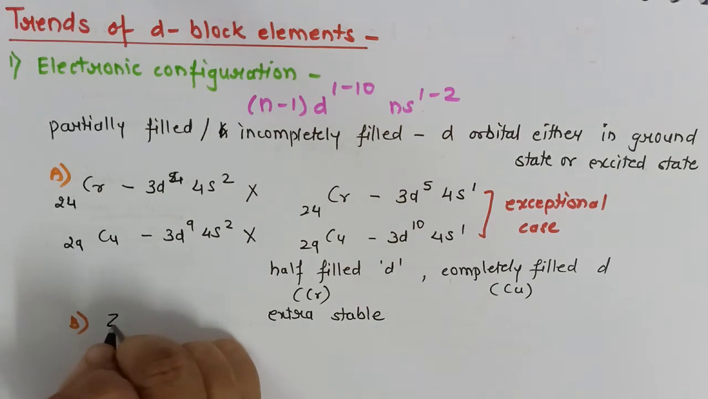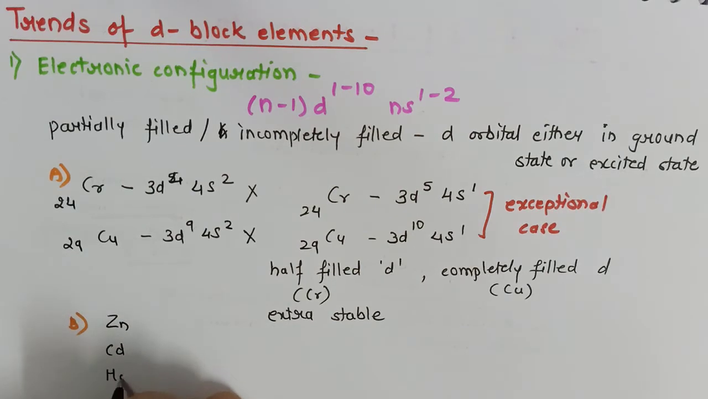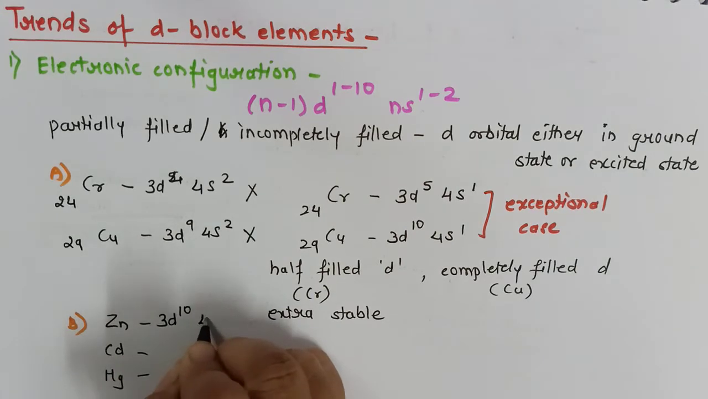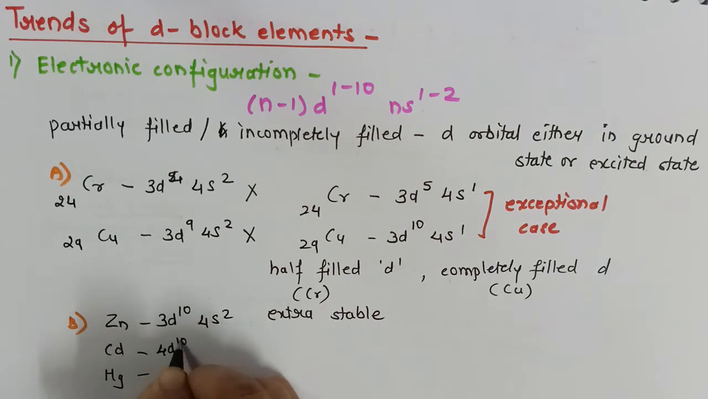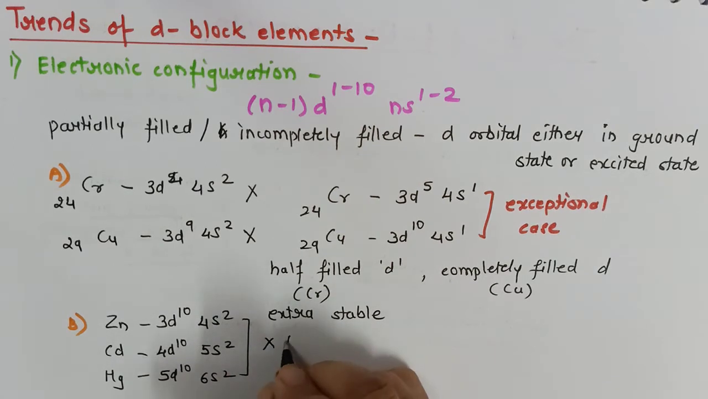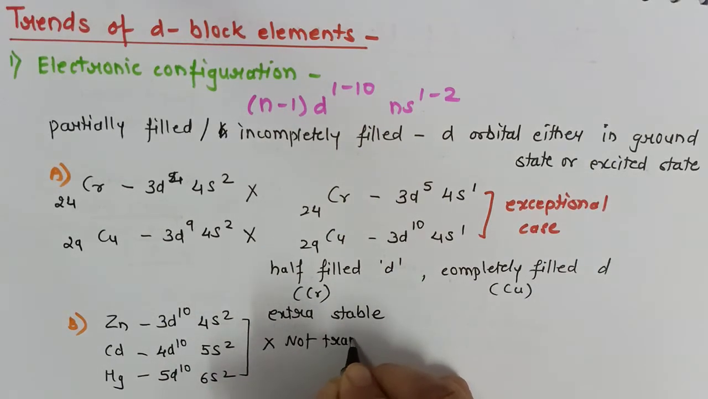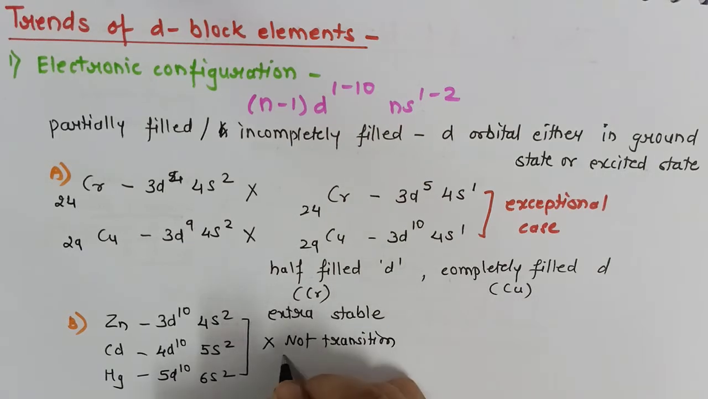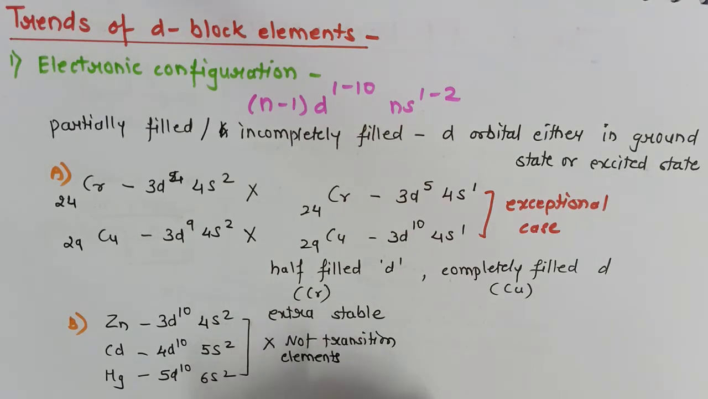The next exception is zinc, cadmium and mercury. They show the electronic configuration 3d10 4s2, 4d10 5s2, 5d10 6s2. So actually they are following the general electronic configuration, but these are not transition elements. Very interesting thing, and this is an important exception. All the exceptions which I am going to discuss today, they are all important ones.